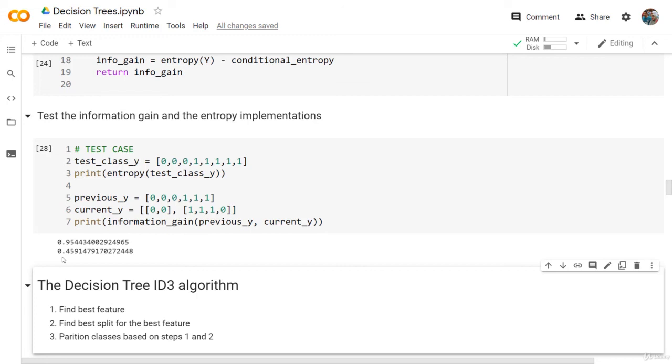So in the next lesson we will start understanding the decision tree ID3 algorithm. Okay, so let's go to the next lesson.